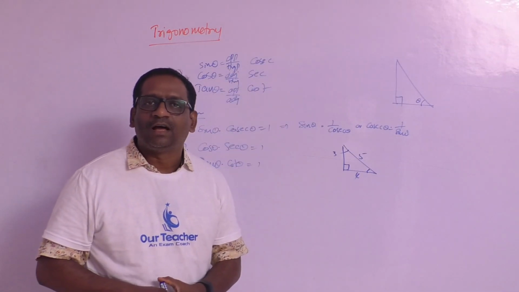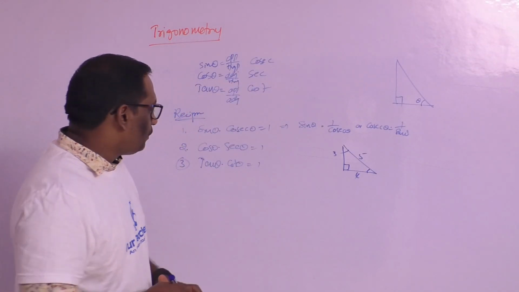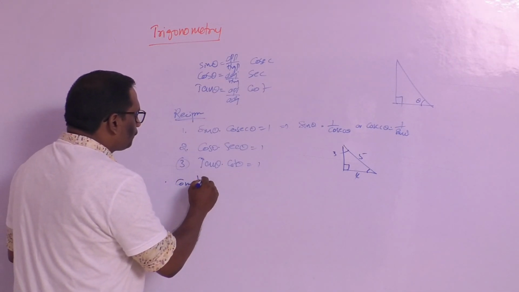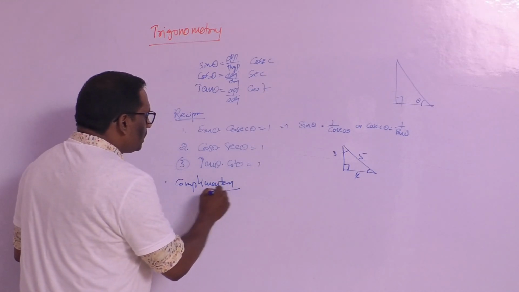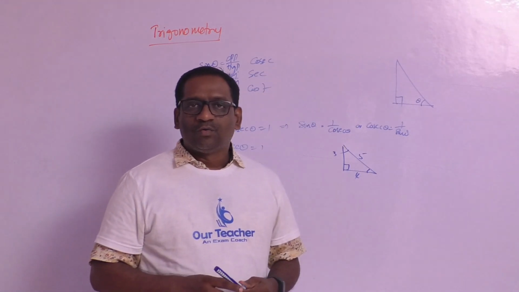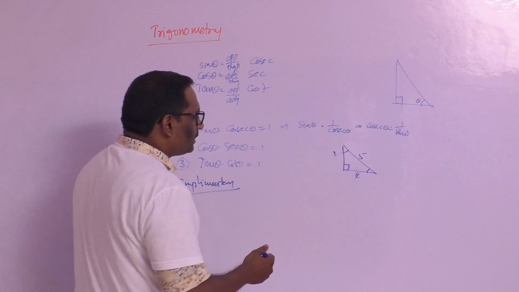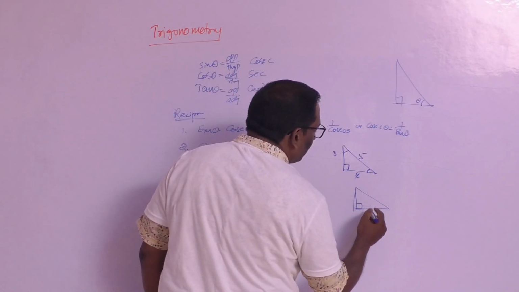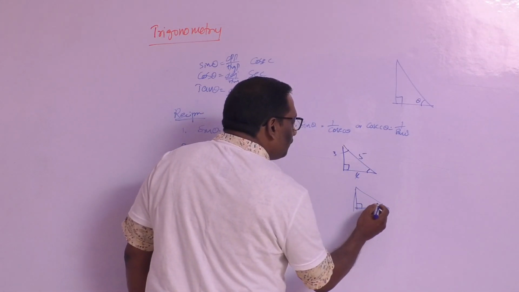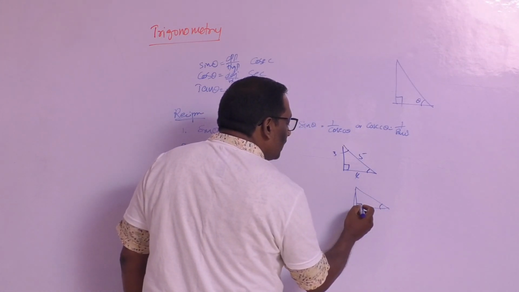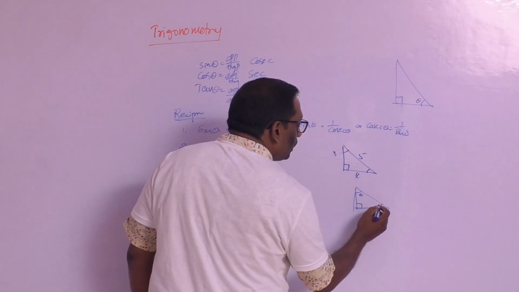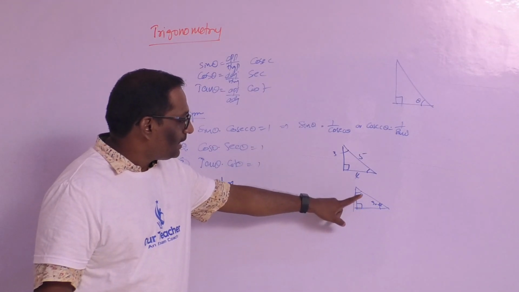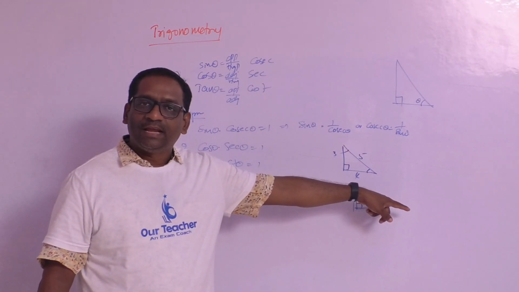And coming to the next topic, we are going to discuss complementary angles. Complementary angles means, if you consider this is the right angle triangle, and if you take this is 90, and this is theta, so this third angle will be 90 minus theta. So this is 90, this is theta, so the third angle will be 90 minus theta.